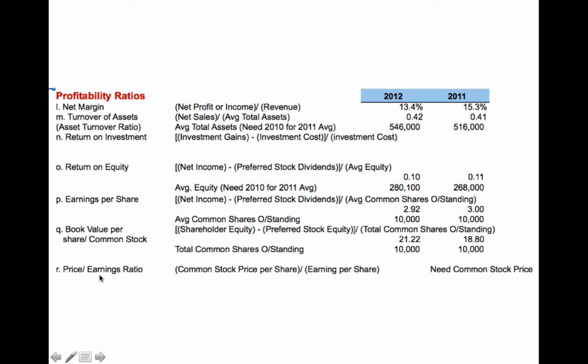And finally, price earnings ratio, which is a common ratio to judge how relatively expensive or inexpensive a stock price is. So it's the common stock price per share divided by earnings per share. So if IBM generates $5 a share in earnings and the company's priced at $50 a share, the price earnings ratio is 10.